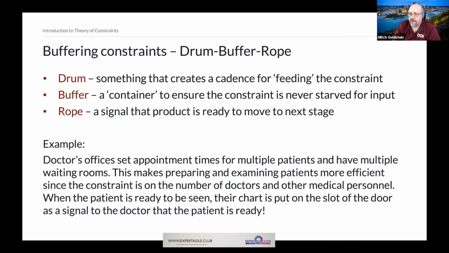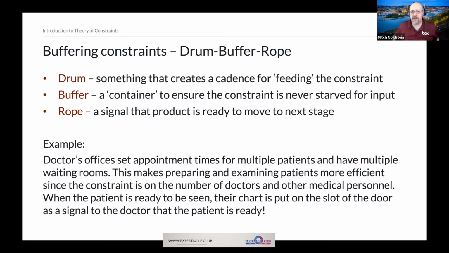A buffer is a container. And the reason it's in single quotes is because it doesn't have to be a physical container, but sometimes it is. It's a place to make sure that the constraint is never starved for input, that the constraint always has the maximum throughput that can go through. And a rope is the signal that the product is ready to move on to the next stage.